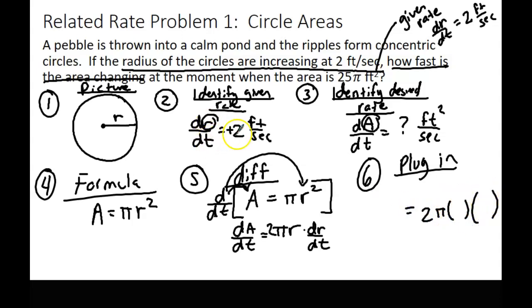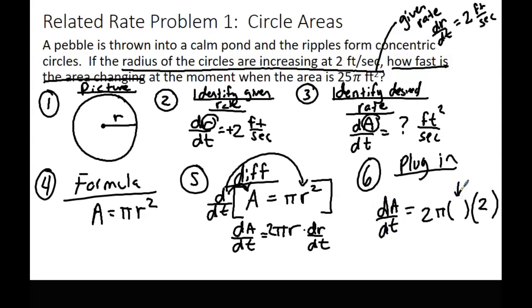dr/dt is 2, right? R. We'll have to come back to that one. dA/dt, we don't know that either. But that's what I'm trying to find, so we know that that's got to stay like this. Okay, so we know we're not going to have that. But I need R. Does anybody know what R would be?